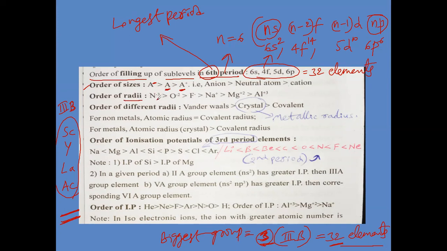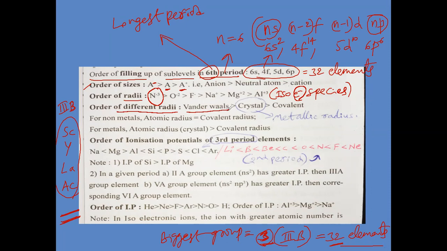Next, order of radii. So here N minus 3, 10 electrons. O minus 2, 10 electrons. F minus, 10 electrons. Na plus, 10 electrons. All these have the same number of electrons. What are they called? Isoelectronic species. Same number of electrons are present. Now, which will have more size here? N minus 3. Why? The negative charge is greater. So more negative charge, more size, among isoelectronic species. And more positive charge indicates small size.